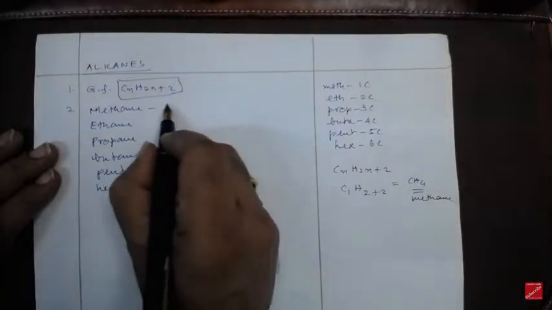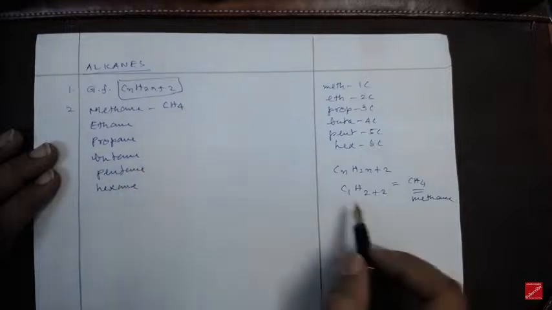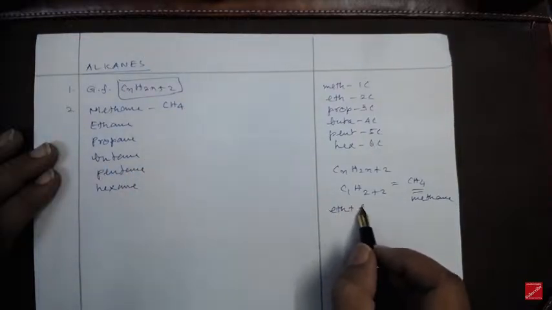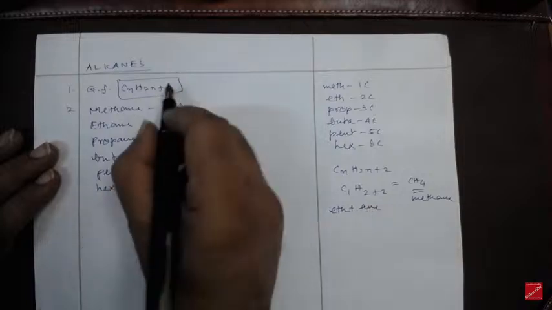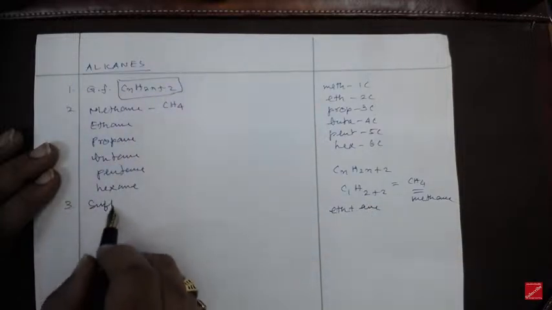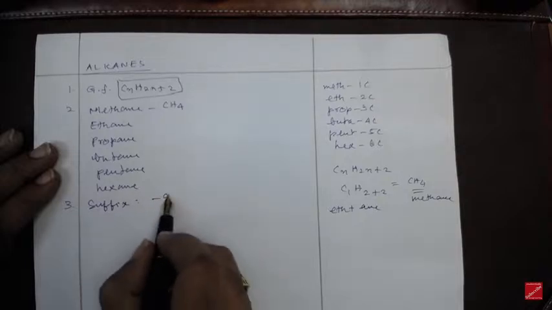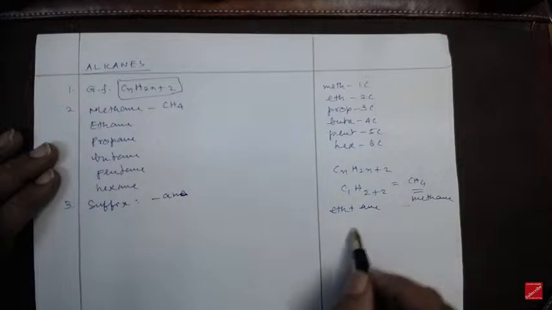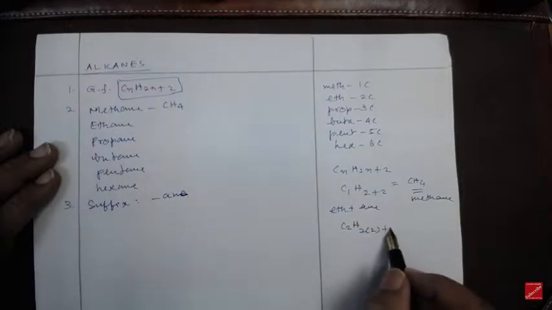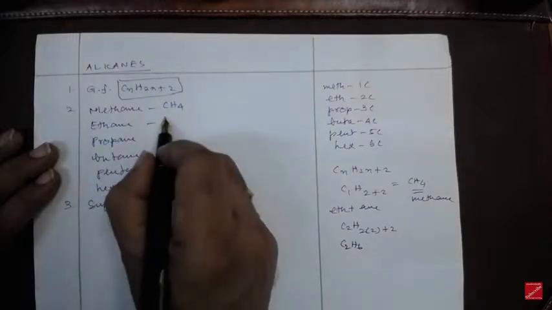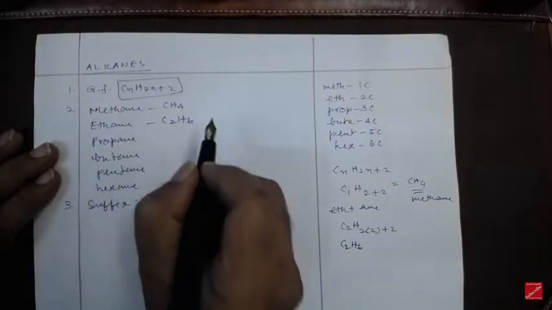So what is the formula? CH4. What about the ethane? Eth plus ane. You can apply that formula. So eth plus ane means C2H2 into 2 plus 2, C2H6. So ethane is C2H6.